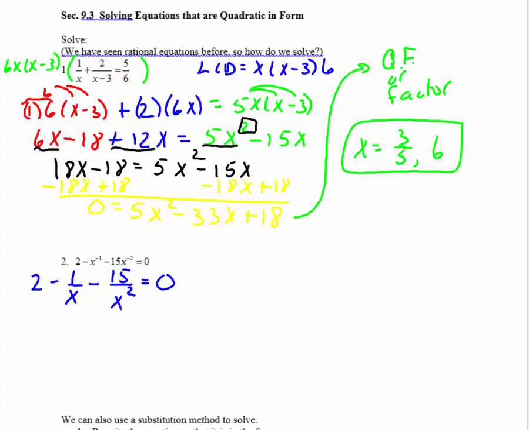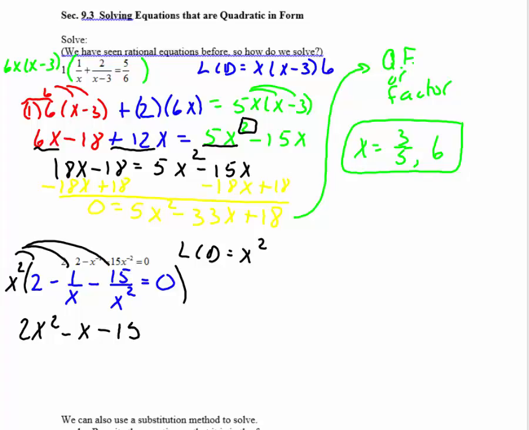So now we'll start off the same way. We need to find the LCD. The LCD would be x squared because x squared is x times x. So that other denominator is already with the x squared. So I'll need to multiply everything by an x squared. When I do so, 2 times x squared is 2x squared. X squared times 1 but divided by x is an x, so I get a minus x. And x squared times 15 but divided by x squared is just a minus 15, equaling 0.